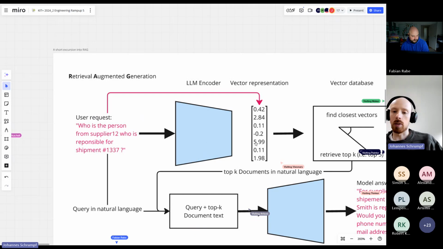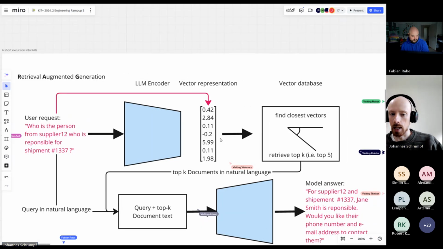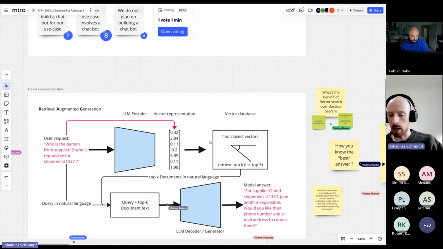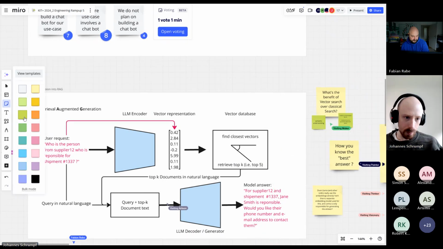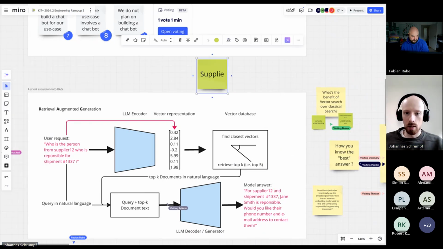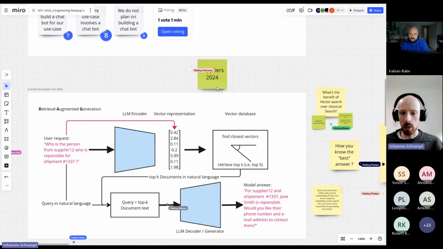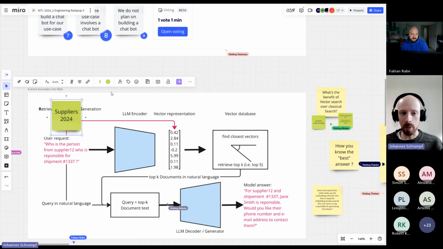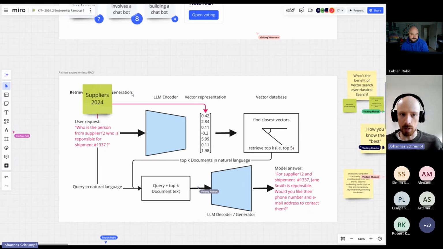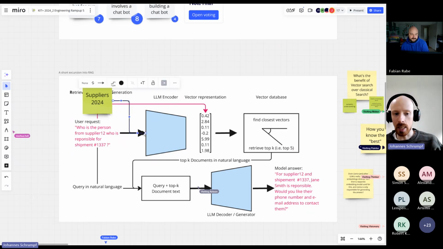And we can do the same thing for document encodings as well. So let's say we have a document here. Maybe it's suppliers 2024. It contains all the information of our suppliers that we have from 2024. Then we pass this document through the encoder, get a different vector, and we just store this vector in our vector database. But we still have this link between all of our suppliers and a particular vector in our vector database.